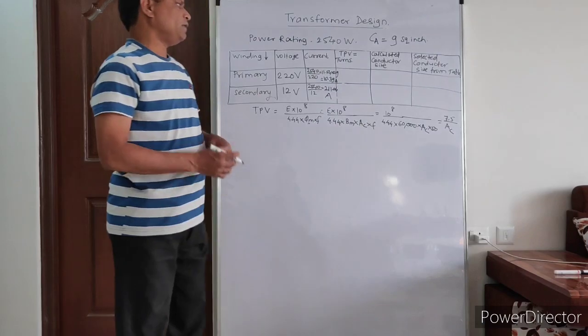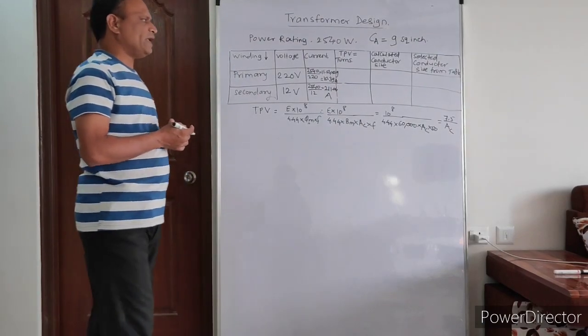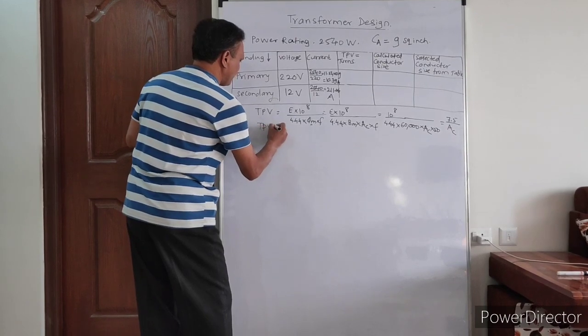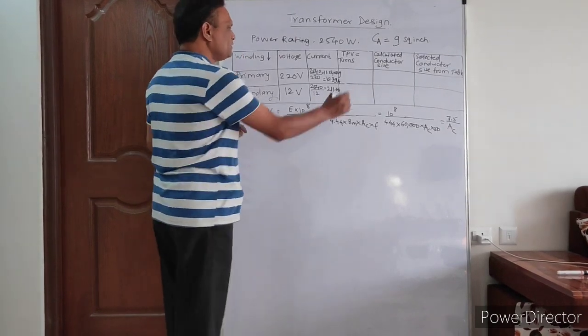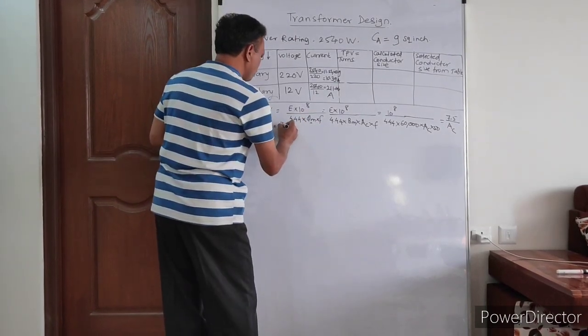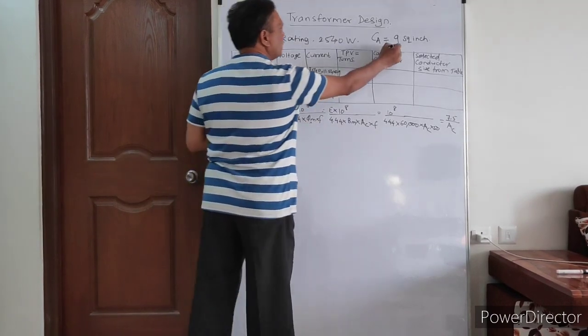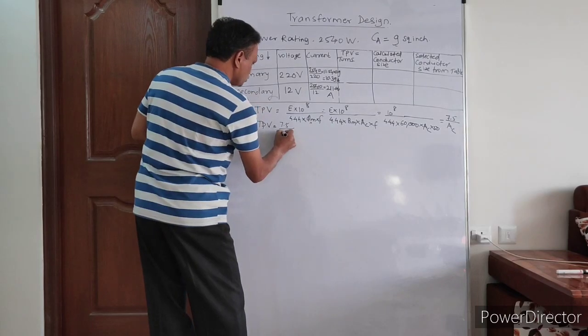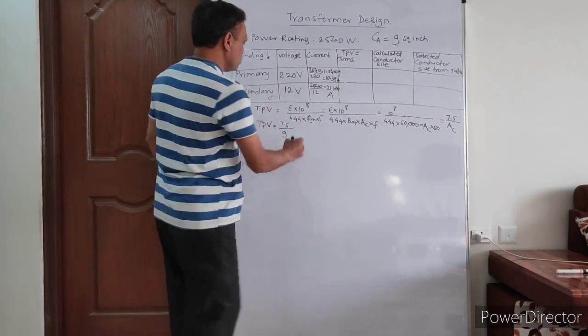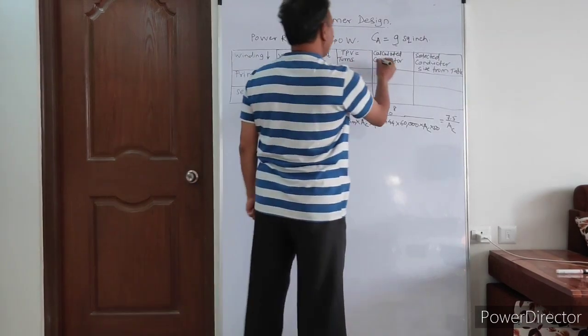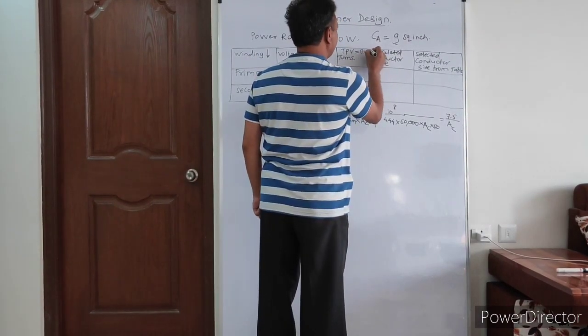So the formula for finding the turns per volt is 7.5 upon area of the core, and our area of the core is 9 square inch. So I am putting the value as 9. So here the value which I obtained is 0.83. So my turns per volt is 0.83.